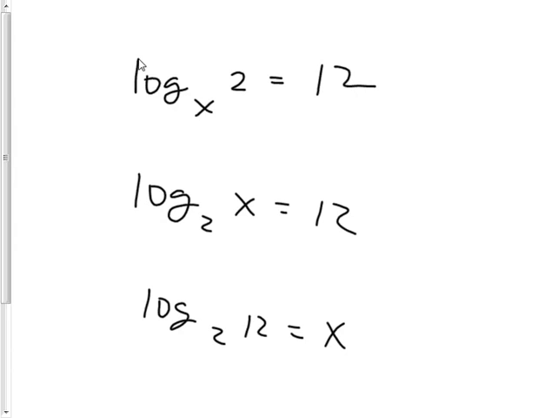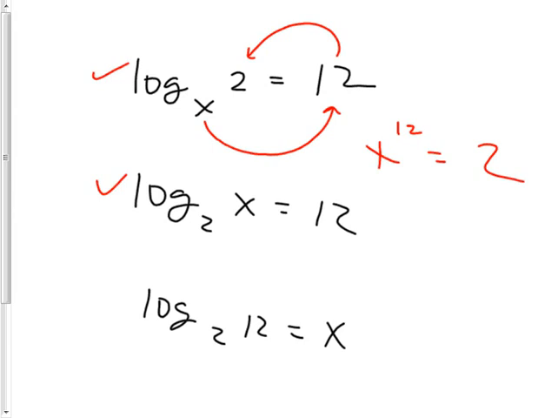If I wanted to solve this one, I would do a rewrite. If I wanted to do this one, I would do a rewrite. Rewriting is obviously important then. Rewriting is where you go like this: x to the 12 equals 2. Okay? And how do I solve that? You just put it to the power of 1/12.